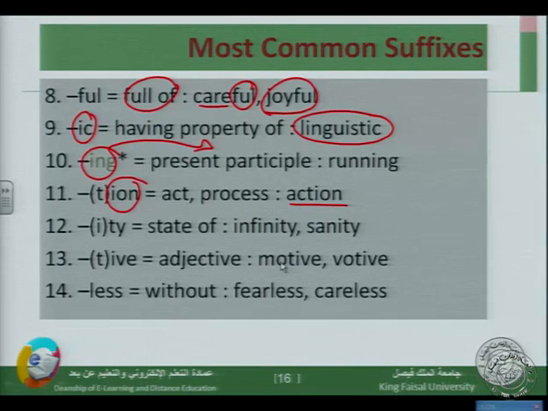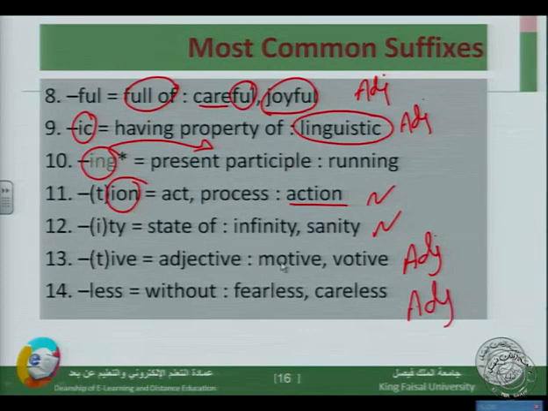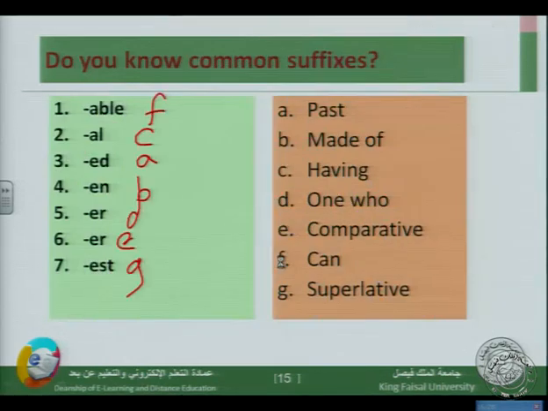So the words that usually end with full, they are adjectives. The words that usually end in ic, they are also adjectives. The words that usually end in ing are either present participle or gerunds. Words ending with the shins are nouns. T also, they are nouns. With the tiv, they are usually adjectives. Less is also an adjective. If we go back a little bit and try to explain each one.